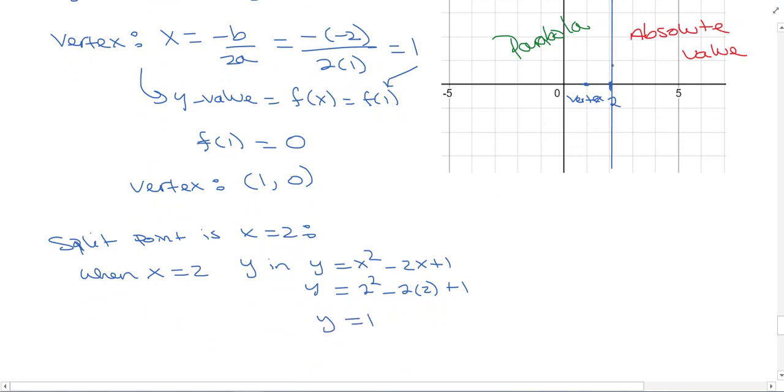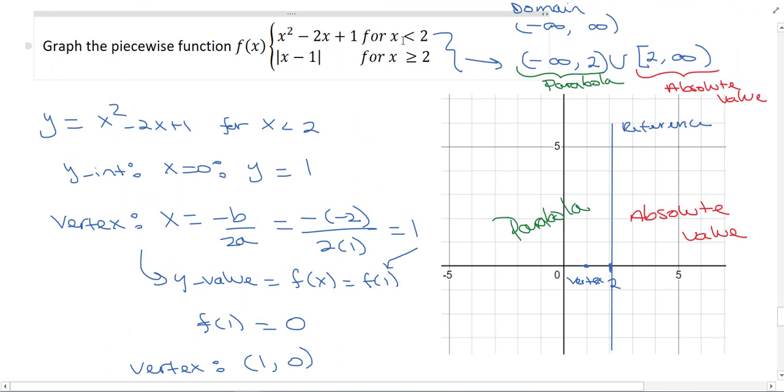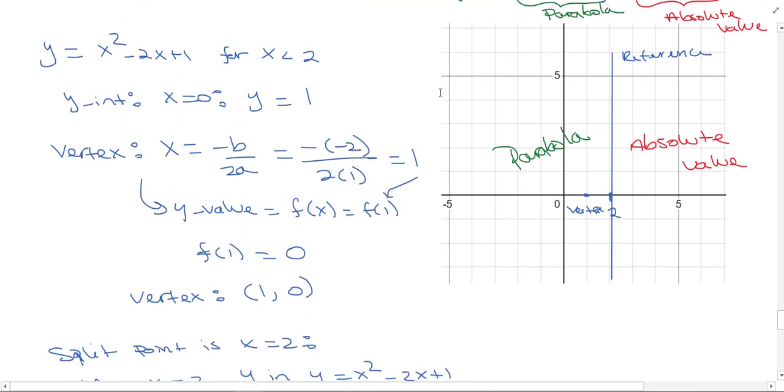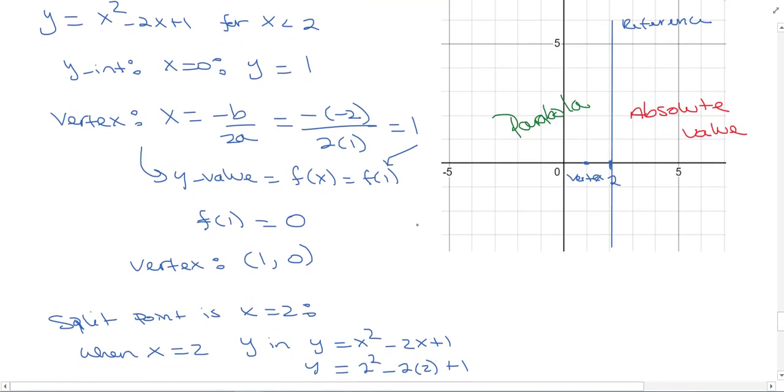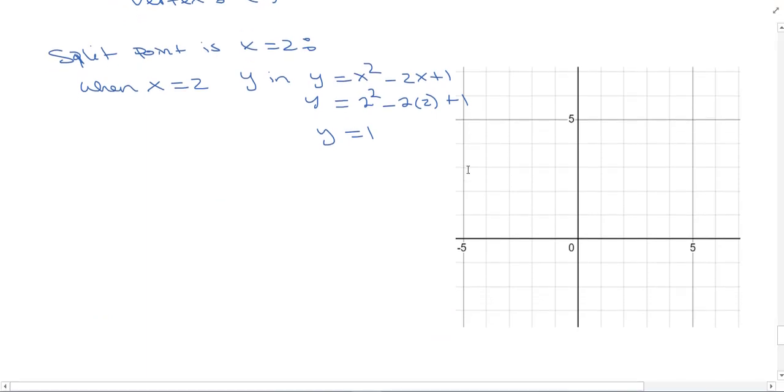So that will be how high my parabola goes. So it's going to go to there, and looking at the rule it's not going to be included. So I'm going to have a hole here. So let me start another grid so that it's cleaner. All right, so here I have my other grid.